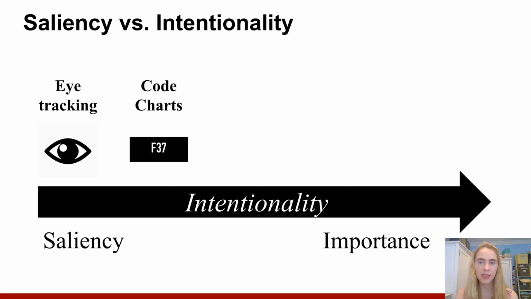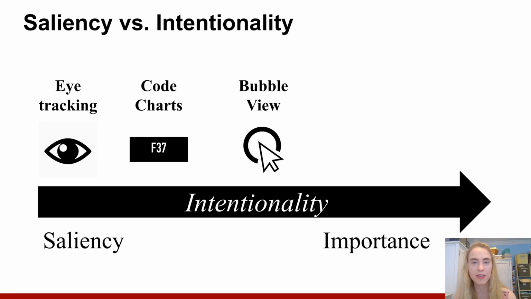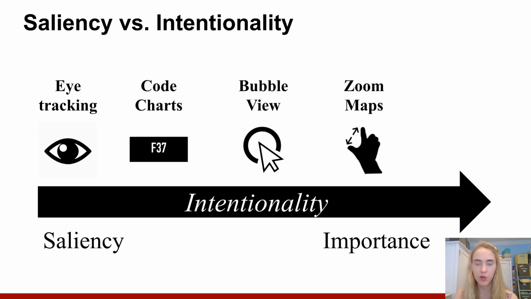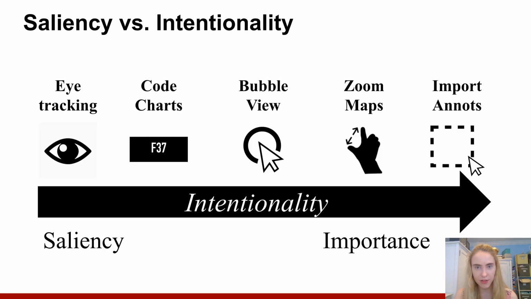Code charts is next because it doesn't distort the image or require user interaction while viewing the image. Bubble View still captures image locations that draw people's attention, but it's more intentional because it slows down viewing time, distorts the image, and requires people to click to explore areas of interest. Zoom maps requires the user to interact with the image to gather attention data, but it does use a familiar, more second-nature mechanism. Finally, importance measures importance instead of saliency. Participants are given ample time to consider the image before they annotate anything, and they're asked to select regions, not gaze points, that they find important for understanding.